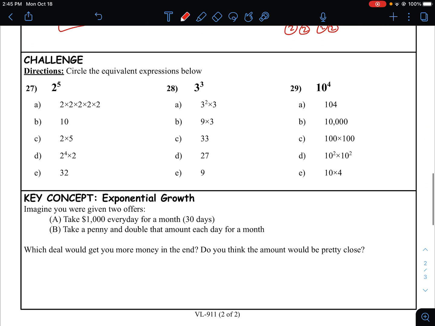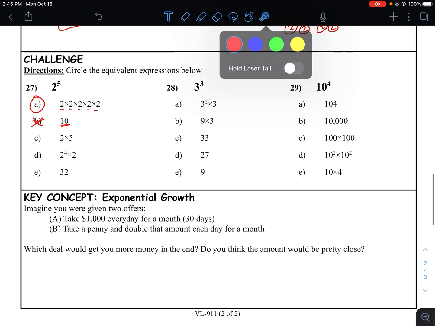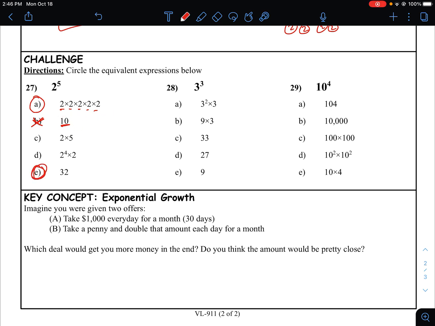Another challenge. You want to circle the equivalent expressions below 2 to the 5th. Does 2 to the 5th equal 2 times 2 times 2 times 2 times 2? Is that like 5 times? 1, 2, 3, 4, 5. Yeah, that is. So that's correct. 2 to the 5th equals 10? No. 2 to the 5th does not equal 10. When you multiply 2 that many times, what is this? 4, 8, 16, 32. Yeah, equals 32, not 10. Oh, look at that. 32 is down here.